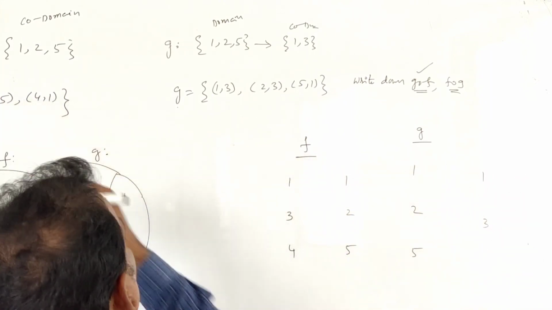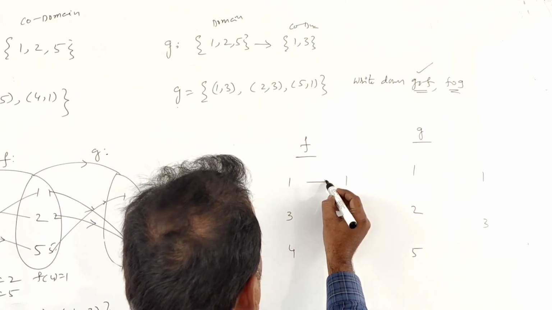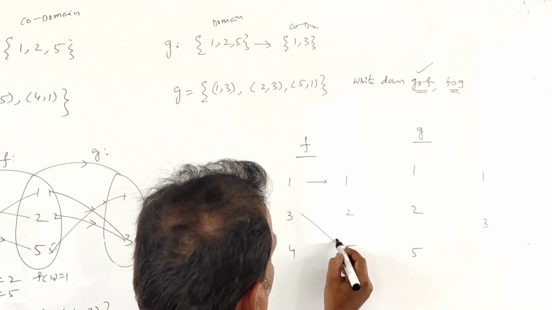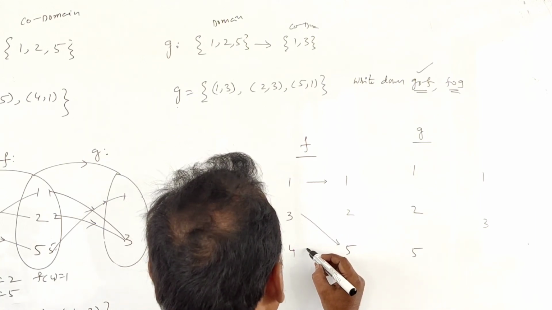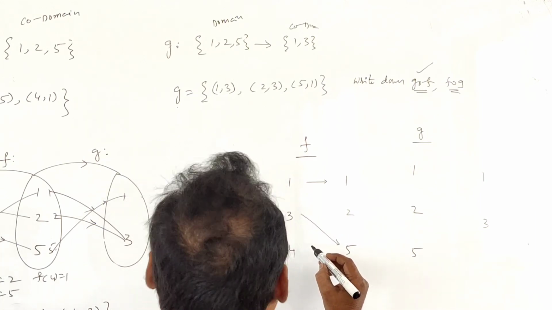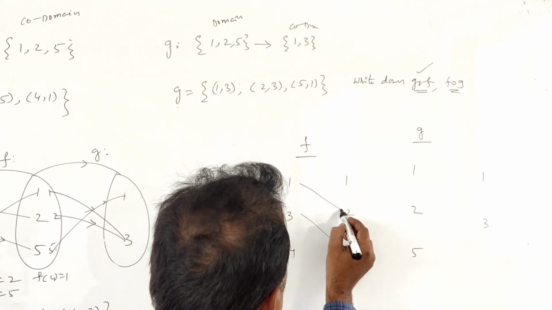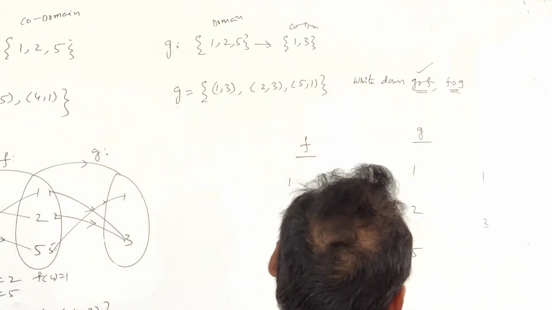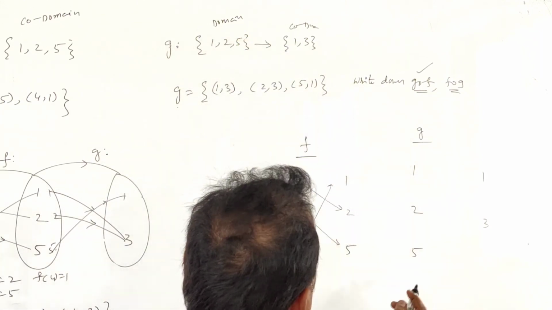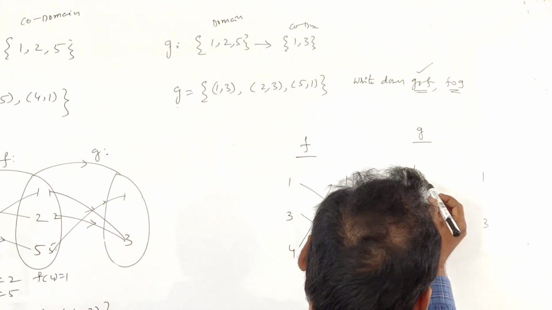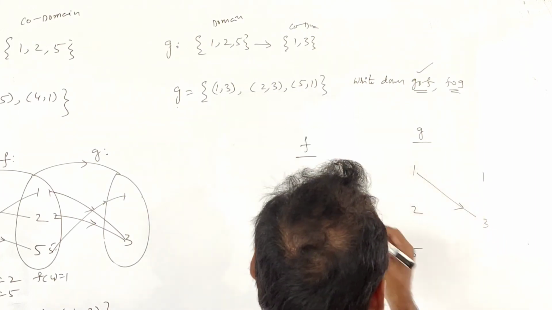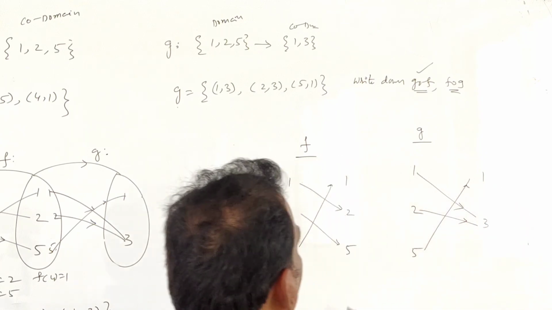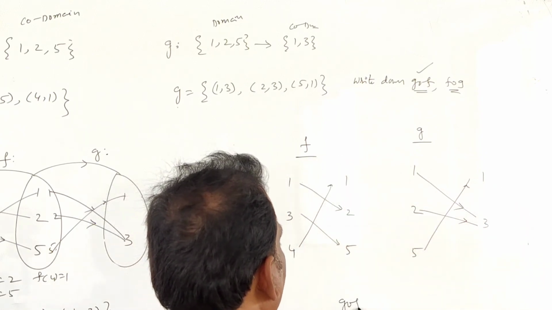So F is a function that maps 1 to 2, 3 to 5, 4 to 1. Is it correct, students? And G is a function that maps 1 to 3, 2 to 3, 5 to 1. Now you need G circle F, you can write it straight away.